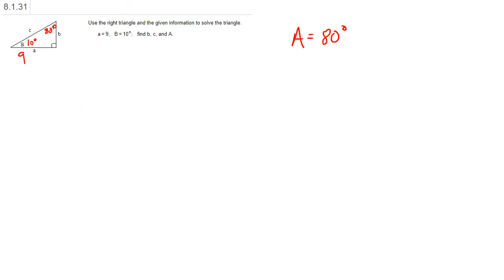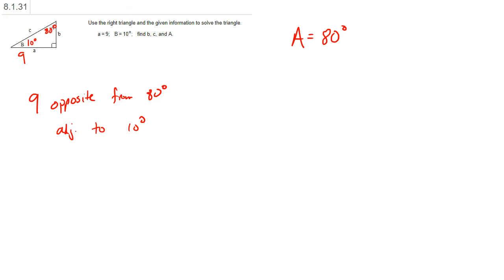For example, notice that 9 is opposite from the 80-degree angle, but it's also adjacent to the 10-degree angle. Looking up in the upper right corner where this triangle is drawn, the side length of 9 is adjacent to 10 degrees, but it is opposite from 80 degrees. And therefore we've got some options.